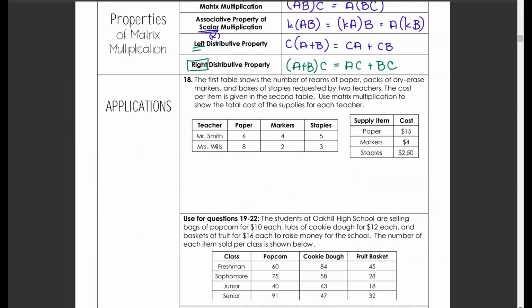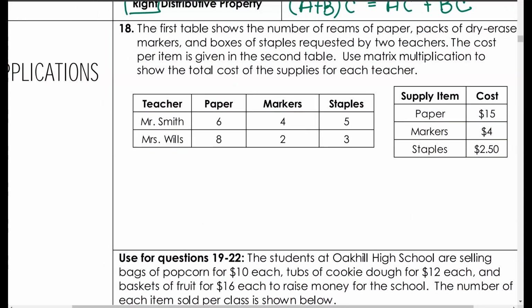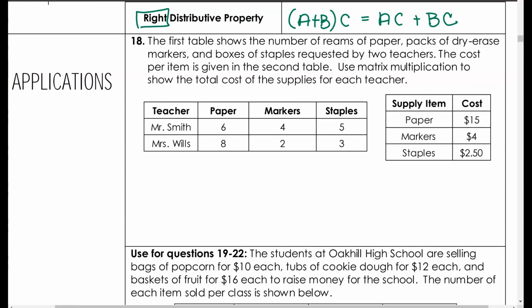The first table shows the number of reams of paper, packs of dry erase markers, and boxes of staples requested by 2 teachers. The cost per item is given in the second table. Use matrix multiplication to show the total cost of the supplies for each teacher. All right, so the first thing we want to do is transition this into a matrix. So the matrix I'm going to have is going to be 6, 8, 4, 2, 5, and 3. Notice that the top one is representing this row, the bottom one is representing this row, and then we have paper, we have markers, and we have staples.